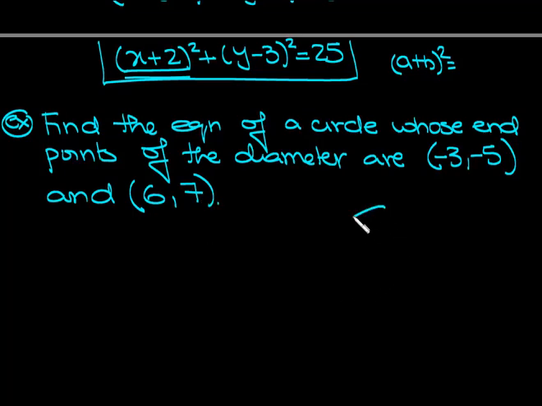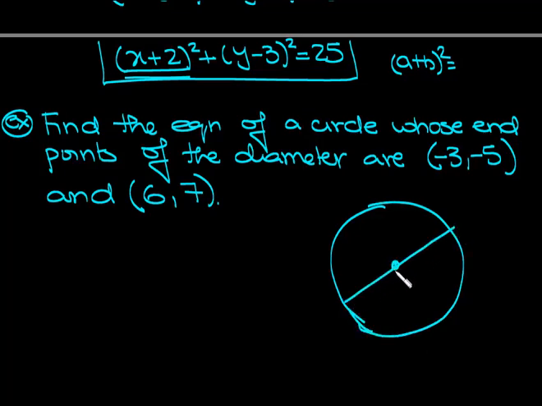So we have something like this. We have a circle, and the endpoints of the diameter go from one end of the circle to the other, passing through the center. This point is (-3, -5), and this point is (6, 7).